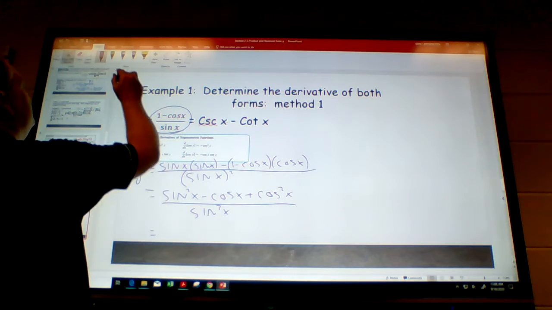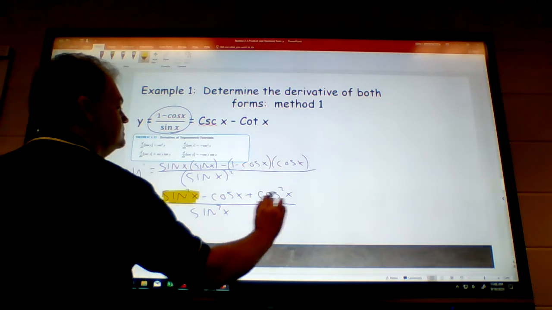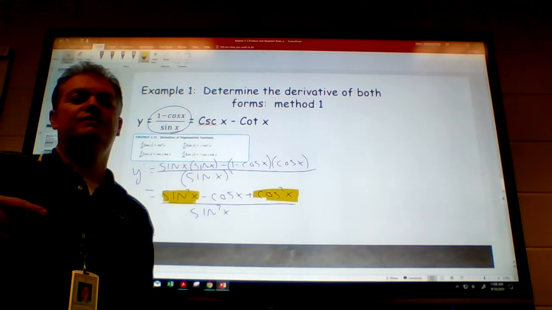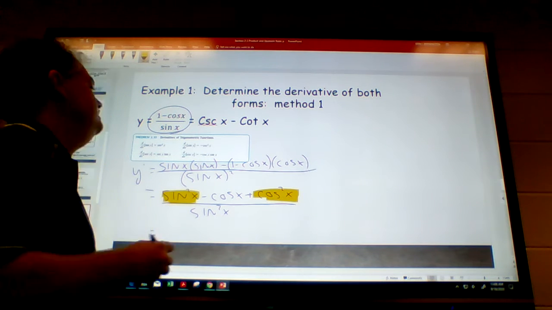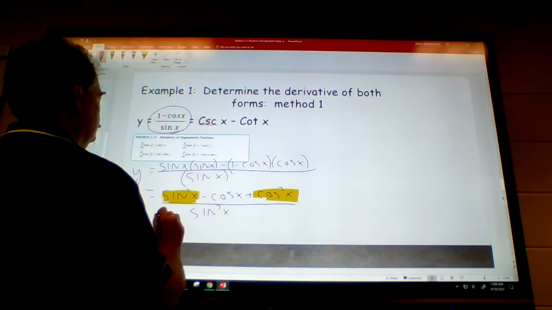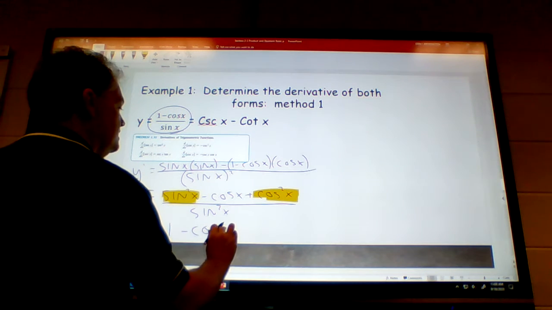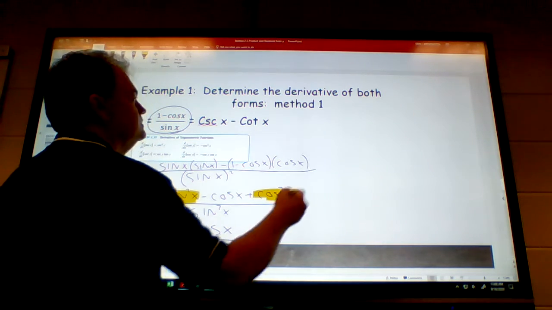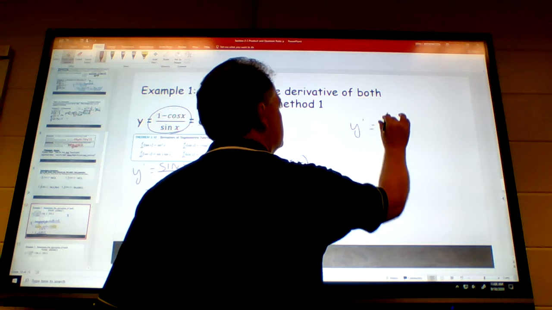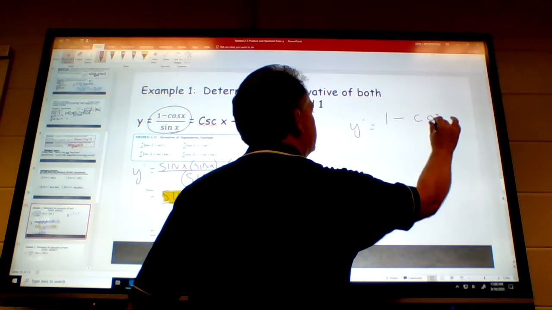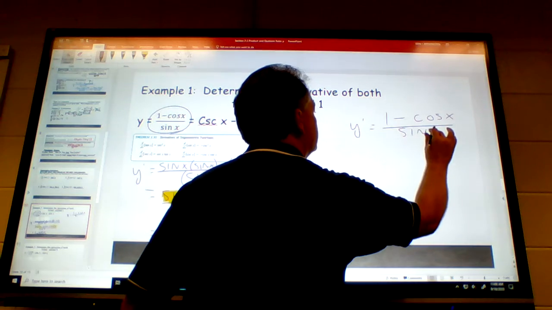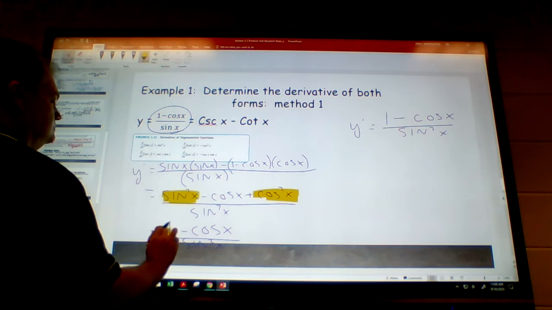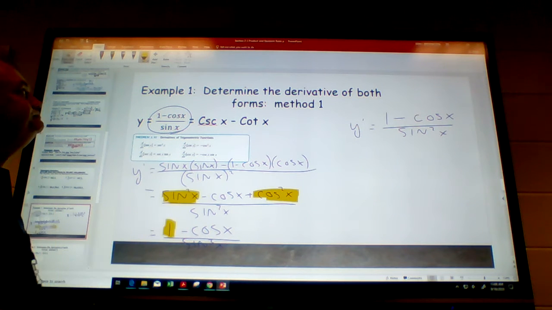Now, if I group these two together, if you recall from pre-calculus, sine squared x plus cosine squared x is 1. So it's going to be 1 minus cosine x all over sine squared x. So y prime equals 1 minus cosine x all over sine squared x.